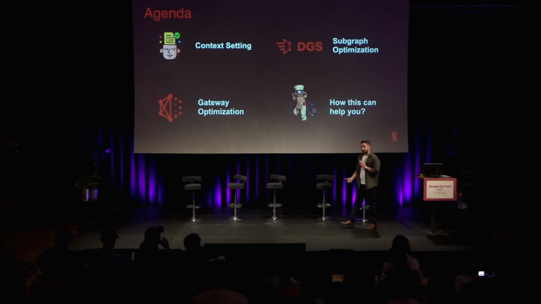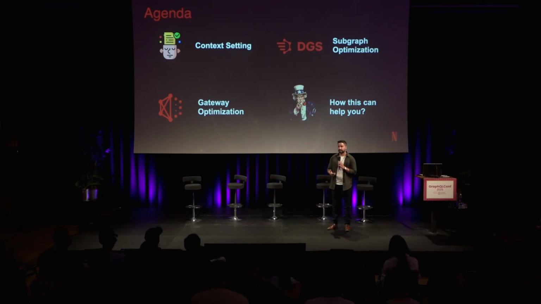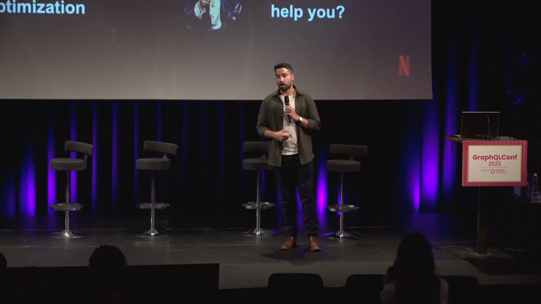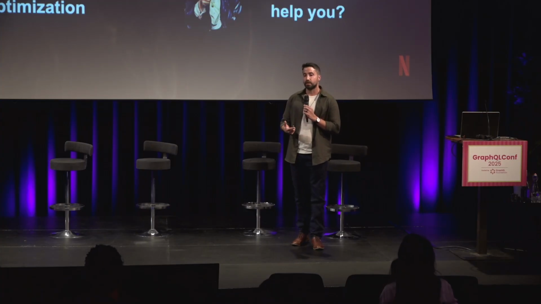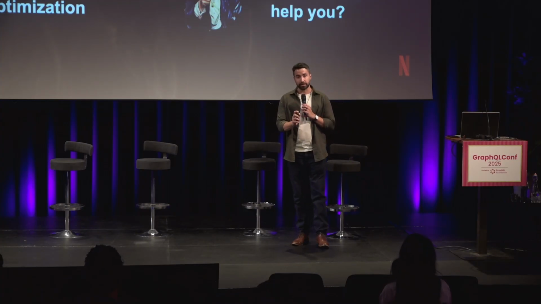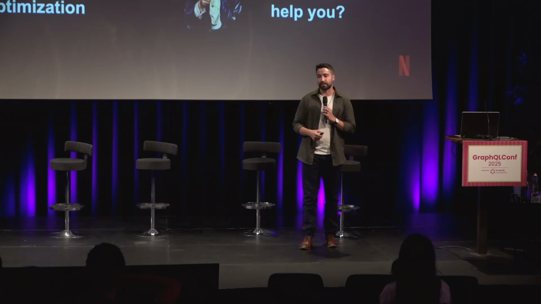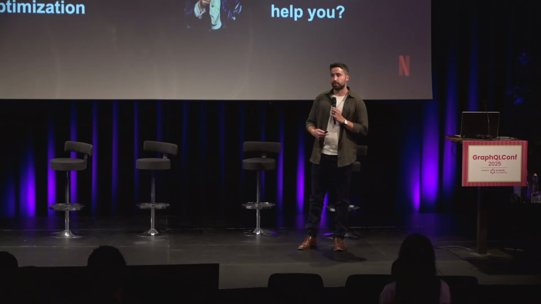So first, I need to provide some context, right? It's going to be difficult to truly understand what these issues were, and why we chose to solve them, without at least a high-level understanding of our particular architecture. Then I'm going to walk through two journeys and performance optimizations that we had, one at the GraphQL gateway layer and one at the subgraph layer, or internally in Netflix, we refer to that as a domain graph service, or DGS. And then finally, how can this help you all?